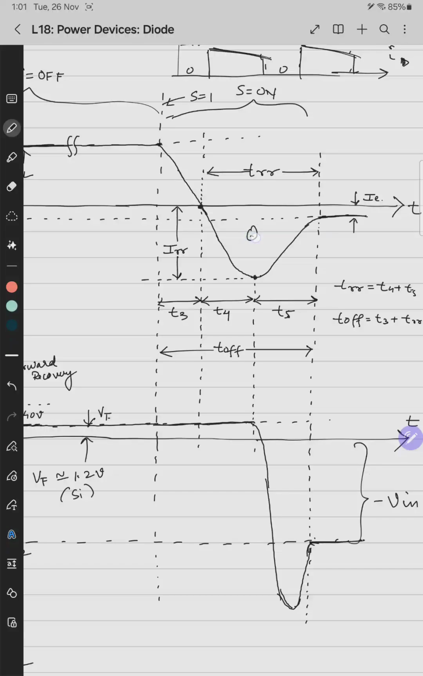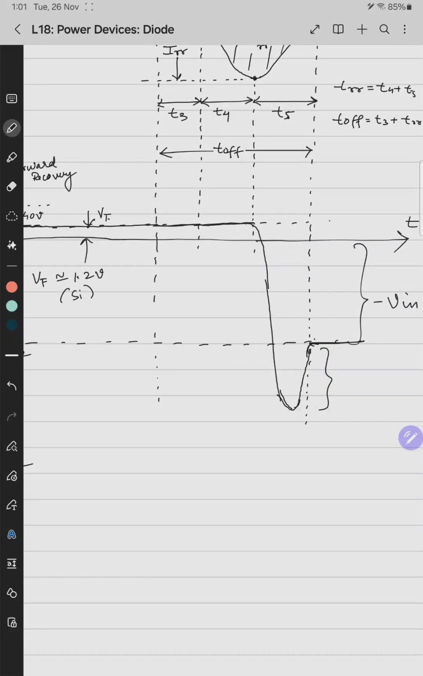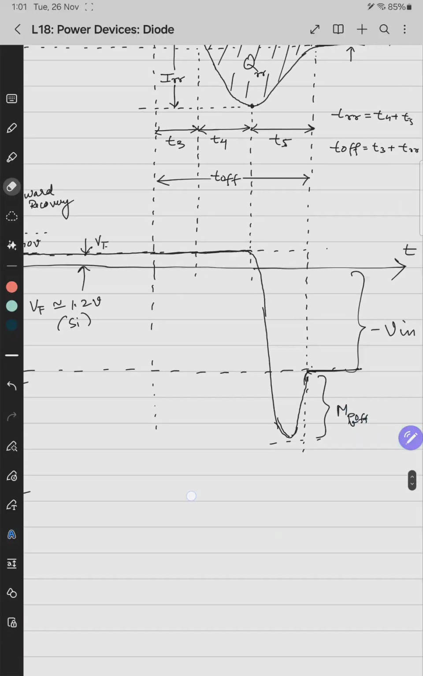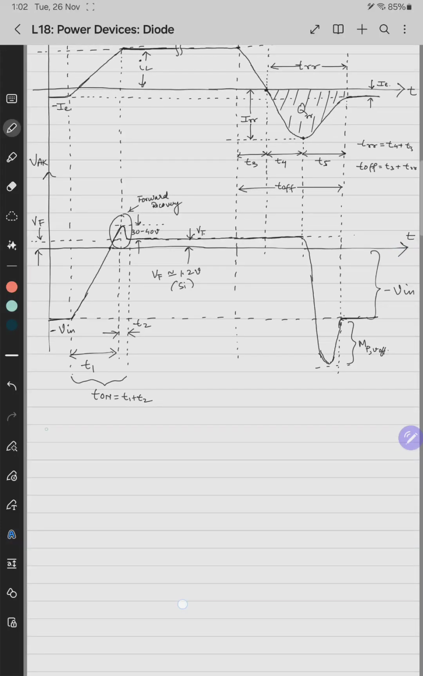One more thing, the area under this reverse recovery region is called the charge, because the integration of I dt is equal to a charge. This is called the reverse recovery charge. This is minus Vin, and this is the undershoot in the voltage. Let's call it the undershoot MP during off, MPV off. I'll tell you why the notation is like this: MP is the overshoot or undershoot, V means in the voltage, during the off time. This is MPV off, and it is due to the effect of the reverse recovery. So QRR is the reverse recovery charge.